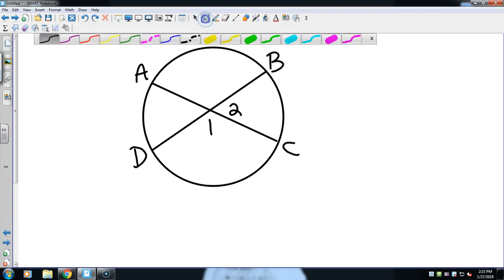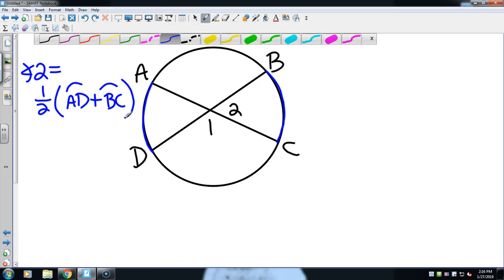Okay, so I'm going to go back to colors, and I'm going to start with blue. And angle two, you can see, intercepts this arc, and its vertical angle intercepts this arc. So we're going to use those two to find out what angle two is. And angle two is equal to one half of the sum of those intercepted arcs. So it's one half of arc AD plus arc BC. So we would add those two arcs together and divide them by two.